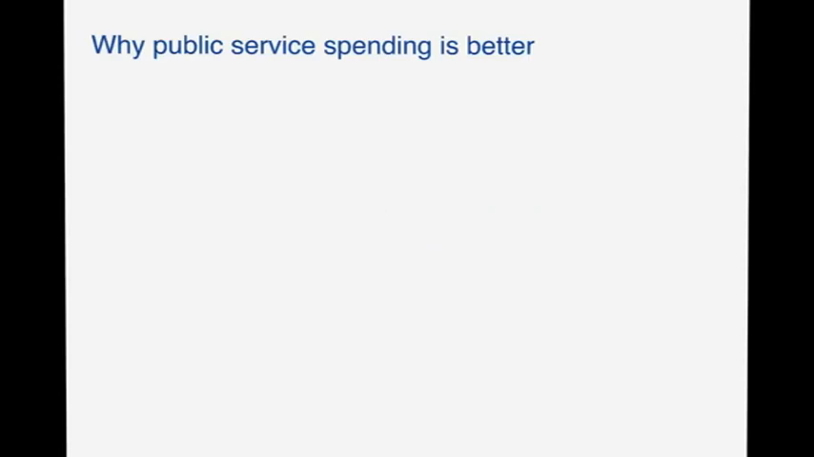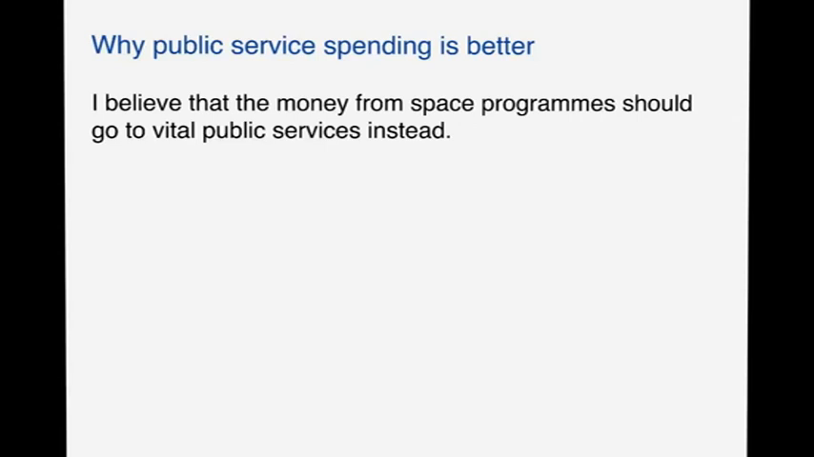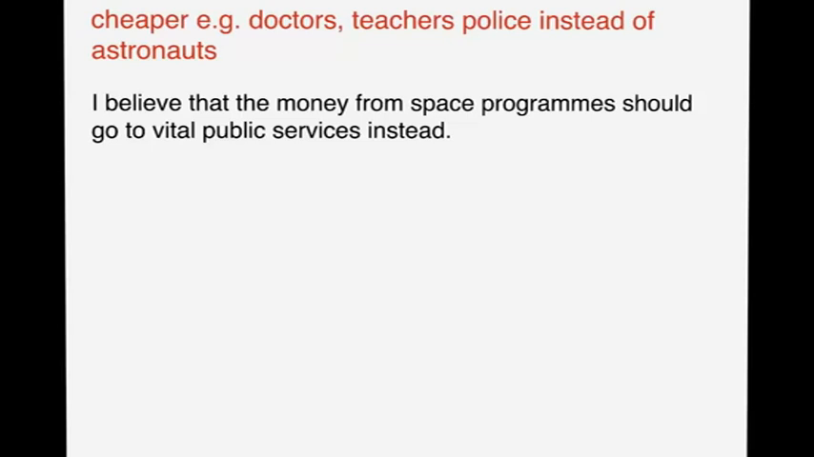Our first point in the plan was why public service spending is better. We needed a topic sentence just to say that it is, and then we'll explain why. The first sentence then is, I believe that the money from space programs should go to vital public services instead. Now let's explain that opinion. Our first point was it's cheaper to employ these people, public sector workers, instead.